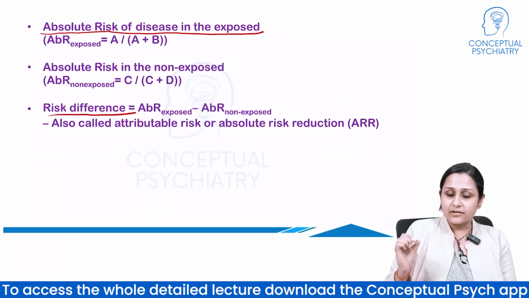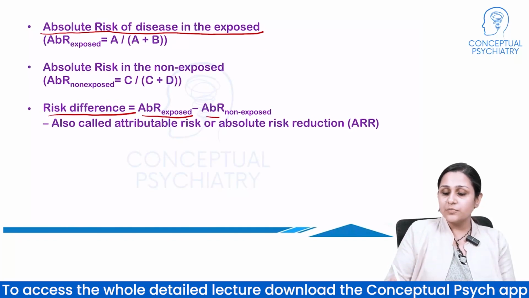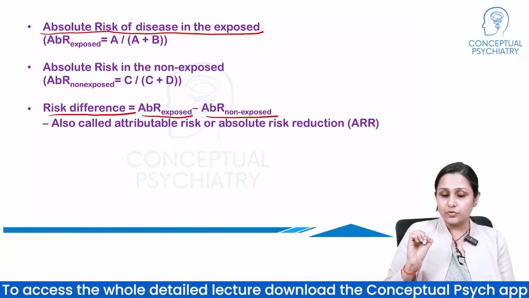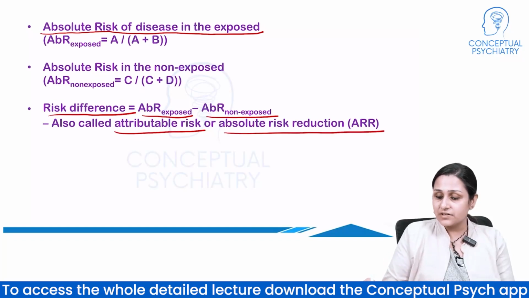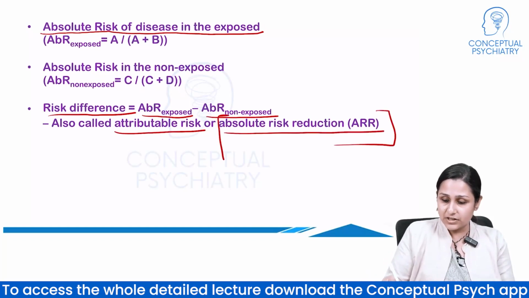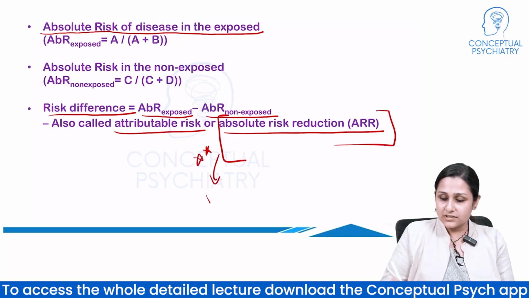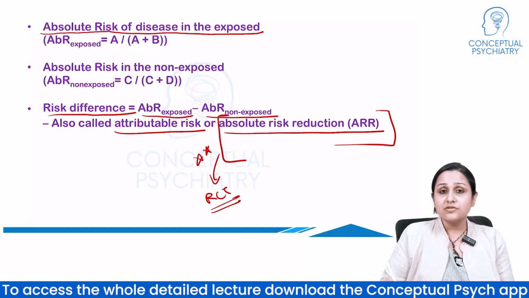When we subtract the absolute risk in the exposed from the absolute risk in the non-exposed, it's called the attributable risk or the absolute risk reduction. It's a very, very important statistic because in RCTs, the same table is used and ARR is used to derive something called NNT. We'll describe this later on.